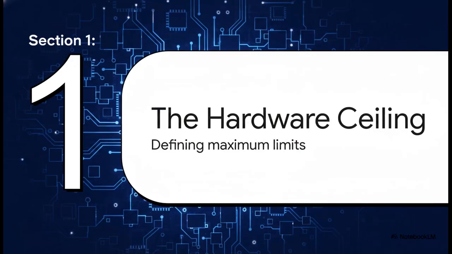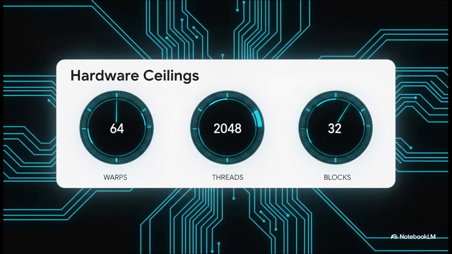Section 1. The hardware ceiling. Defining the maximum theoretical limits per SM. So, if we look at the raw numbers straight from the hardware whitepapers, reaching maximum capacity means your configuration has to be absolutely 100% perfect.